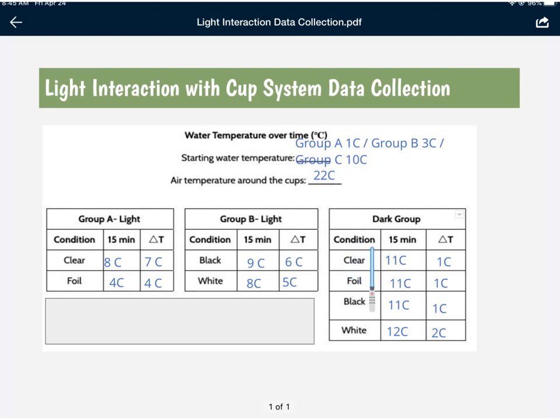Okay. After 15 minutes, our clear cup was 11, our foil cup was 11, and our black cup was 11. But look at the change in temperature. It was only about 1 degree Celsius. That's a clear indication that light has a big impact on transferring heat and energy into our cup. And that's something we have to think about when you're designing your cup thermos next week. What can you do to minimize the amount of light that will be able to get into the cup?